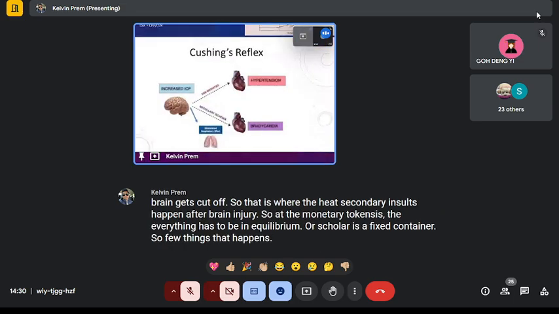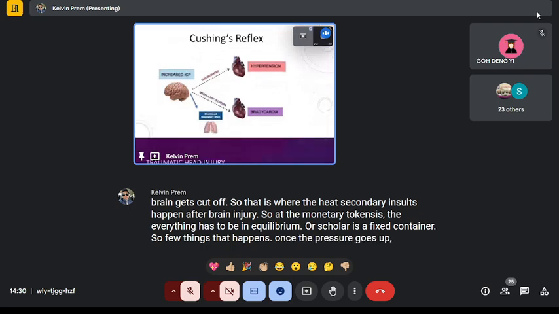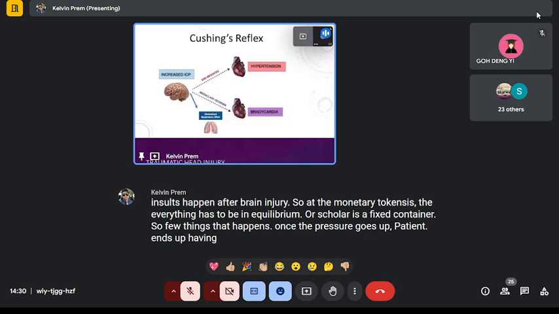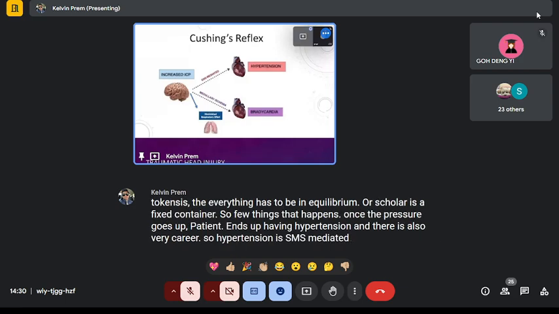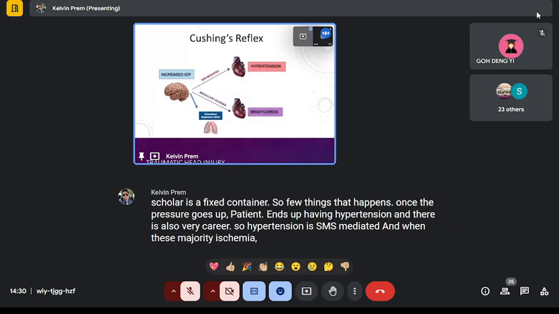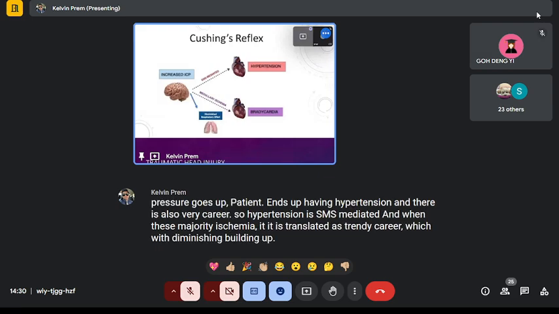A few things happen once the pressure goes up. The patient ends up having hypertension, and there is also bradycardia. The hypertension is SNS mediated, and when there is medullary ischemia, it is translated as bradycardia, with diminished breathing effort. So this is Cushing's reflex.